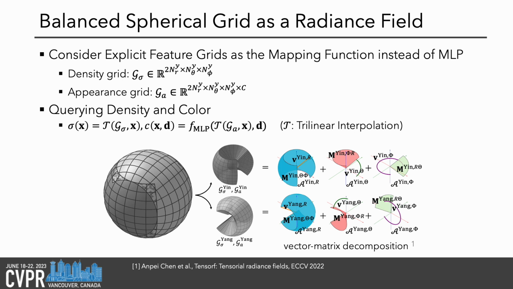Similar to other grid-based methods, EgoNeRF also considers the explicit feature grids as the mapping function instead of NeRF's MLP. We have two grids, namely density grid and appearance grid. The density grid has a single channel that stores the explicit volume density value, and the appearance grid stores three-dimensional neural appearance features. The density and color can be obtained by trilinear interpolation in the grid or decoded by a tiny MLP. Furthermore, we decompose the feature tensors into vector and matrix following TensorRF, and it allows us to reduce the space complexity.